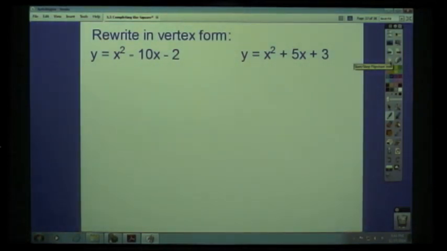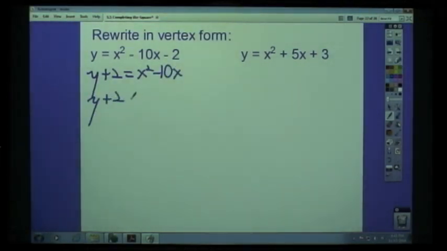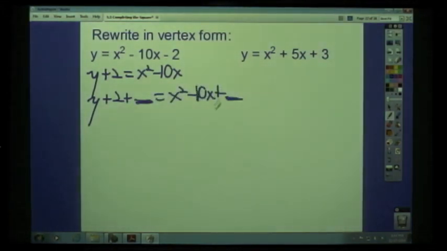Alright, one more on the left. We'll be done. Pause the video. Alright, so you add the 2 over. You get x squared minus 10x. And so then, once you've added the 2 over, you're going to try to make the right-hand side a perfect square. So I take 10 divided by 2 and square it. 10 divided by 2 is 5. 5 squared is 25. 25 is what I add to both sides.